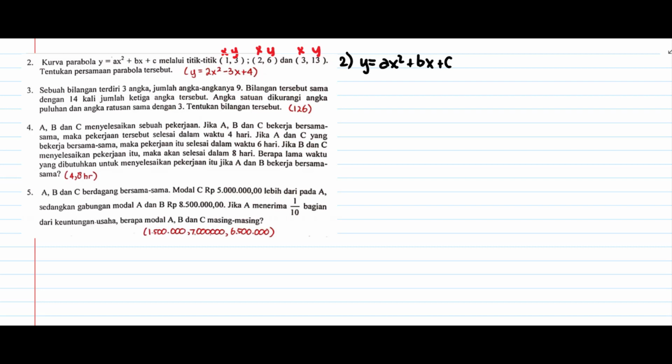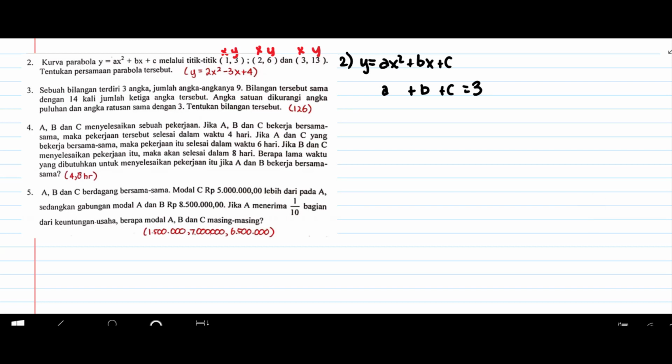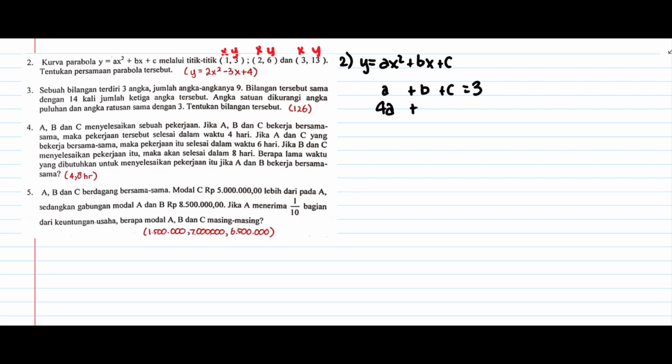The first point is (1,3). I will replace x and y with 1 and 3, so I have a times 1 becomes a, b times 1 becomes b, plus c equals y, which is 3. For the second one, x is 2, so a times 2 square, 4a, plus b times 2, 2b, plus c equals 6. The third one, x is 3, so a times 3 square, 9a, plus b times 3, 3b, plus c equals 13.